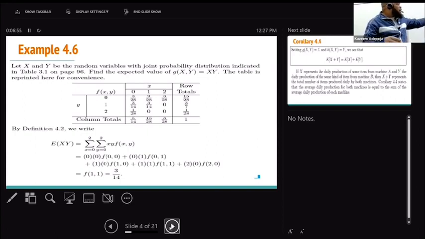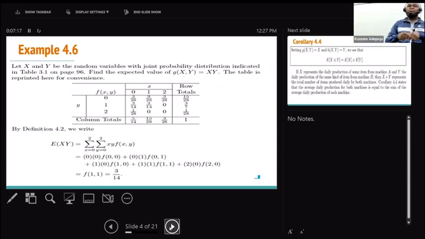When I'm talking about when x equals 0, y equals 0, then I will use the probability associated with x equals 0, y equals 0, which is basically 3 over 28. And so on like that. Then I'm going to add them up. Then I got 3 over 14. That is the expected value of a product.